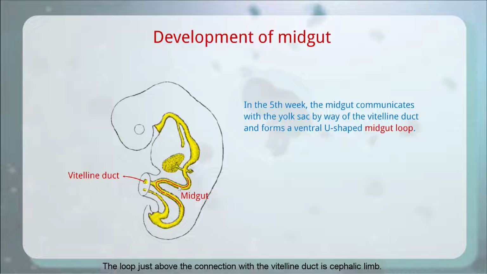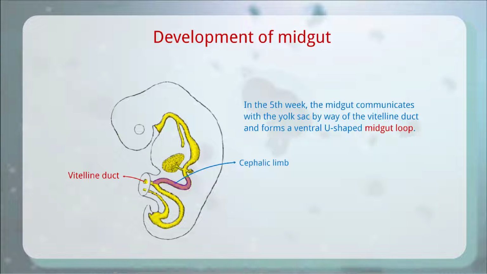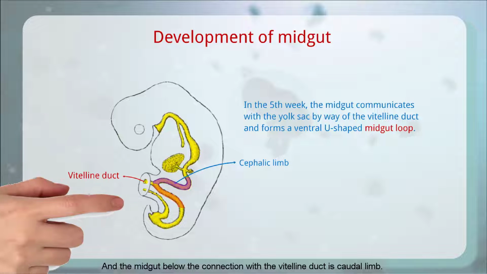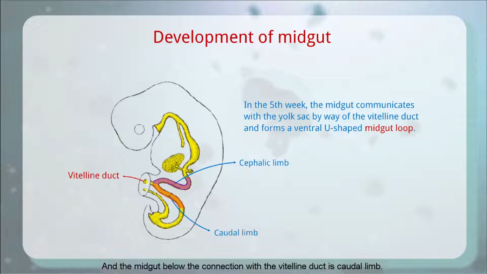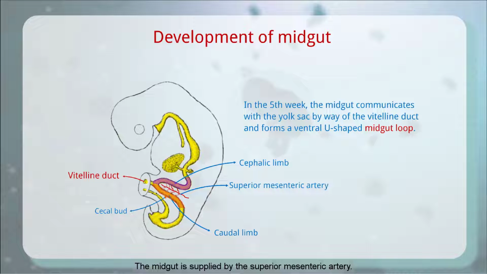The loop just above the connection with the vitelline duct is the cephalic limb. The limb below the connection with the vitelline duct is the caudal limb. At the caudal limb, there is a small swelling called the cecal bud. This is the primordium of the cecum and appendix. The midgut is supplied by the superior mesenteric artery.